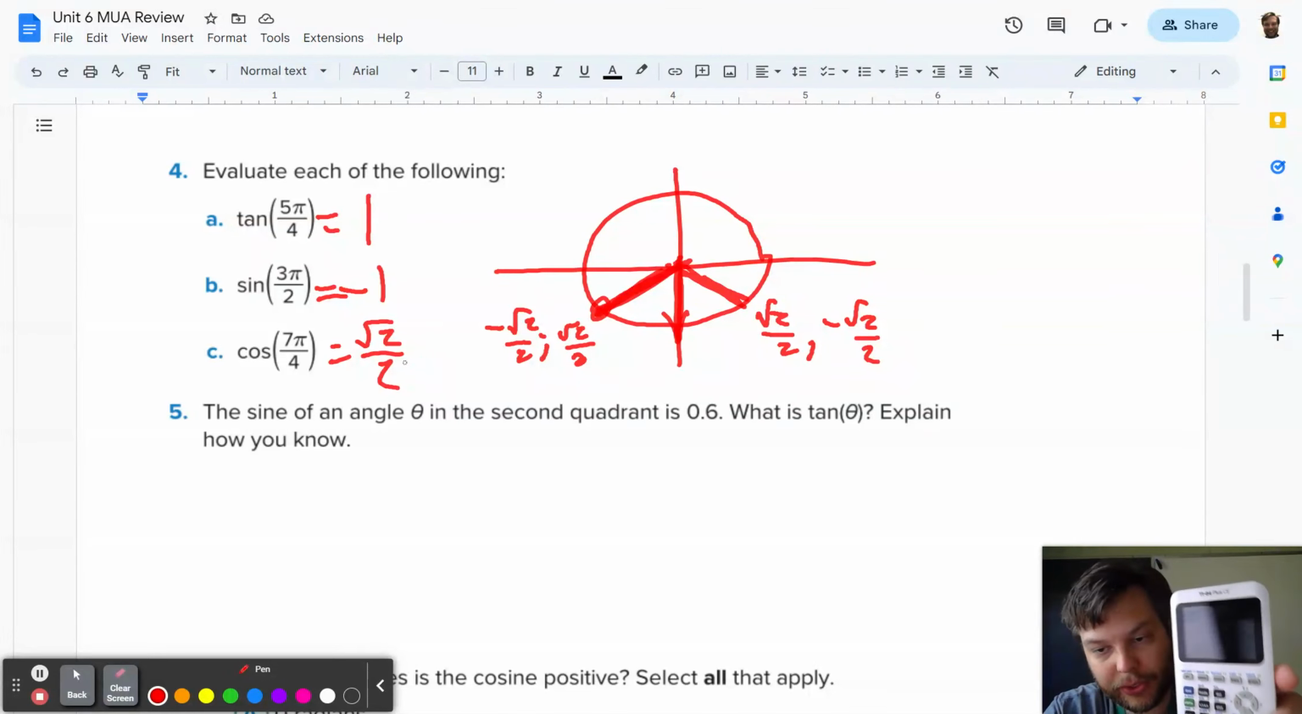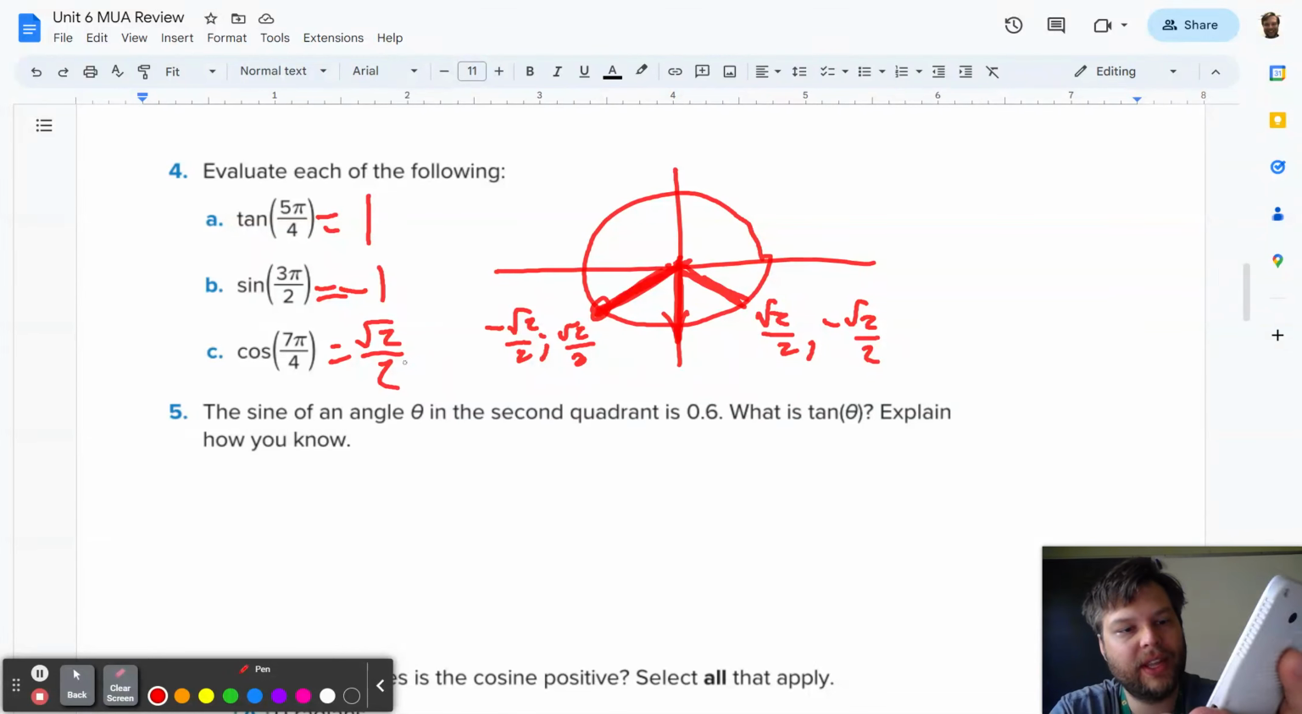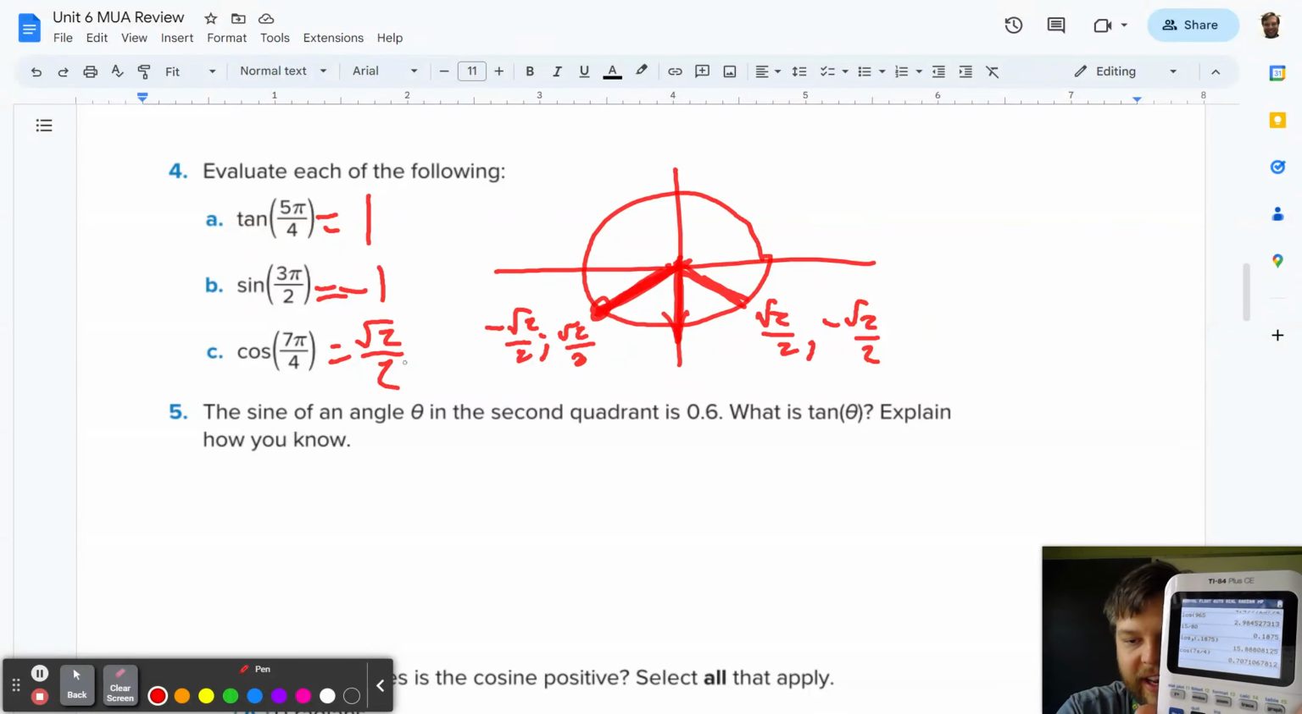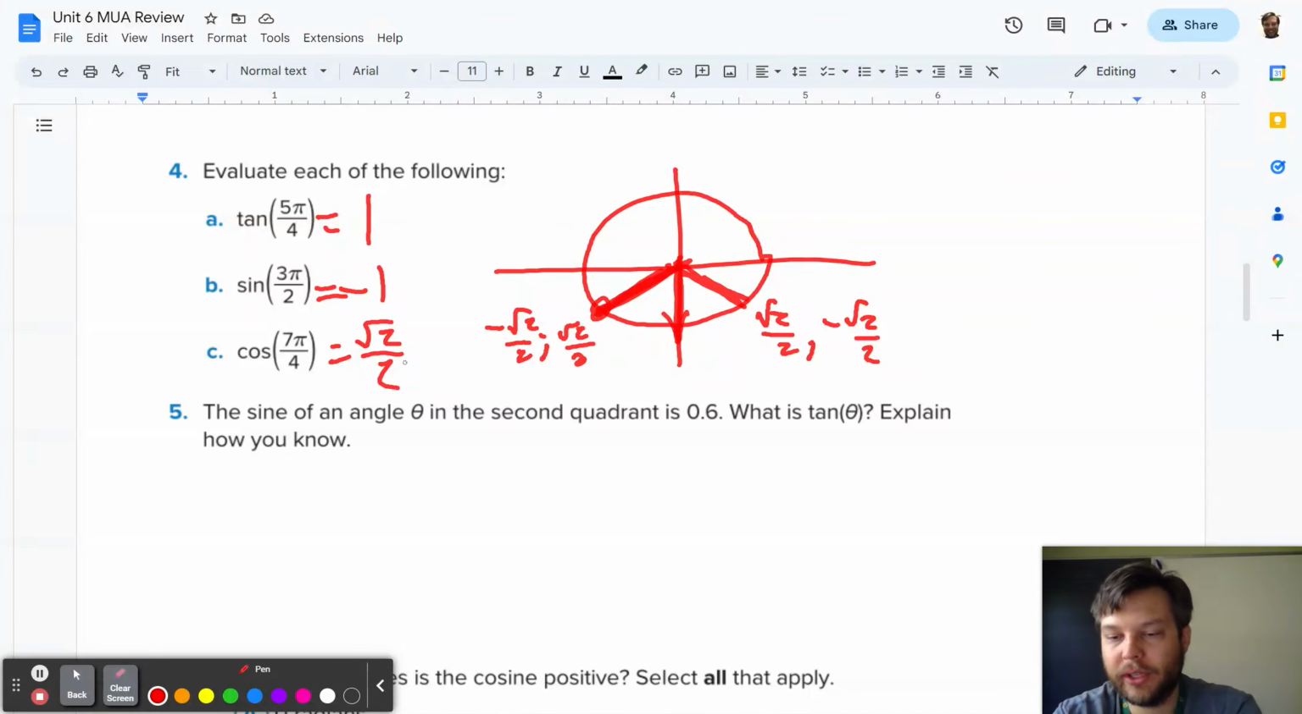The thing that's a little tricky, though, for example, that third one, cosine of 7 pi over 4, gives me this answer. And we want you to give us the exact answer. So if you see that decimal answer, you've got to make sure you can recognize that as the square root of 2 over 2. That might be a little tricky. So it's probably better for you to just practice using your unit circle.